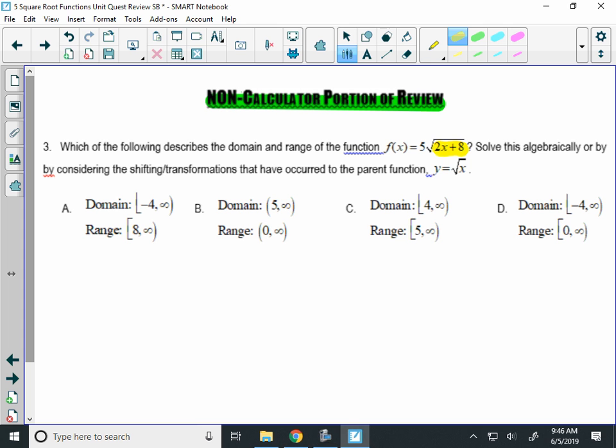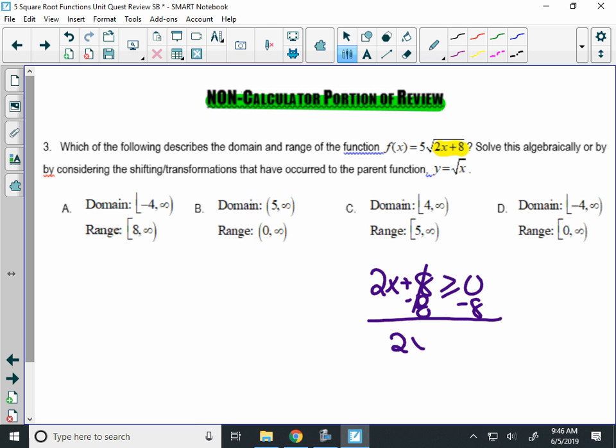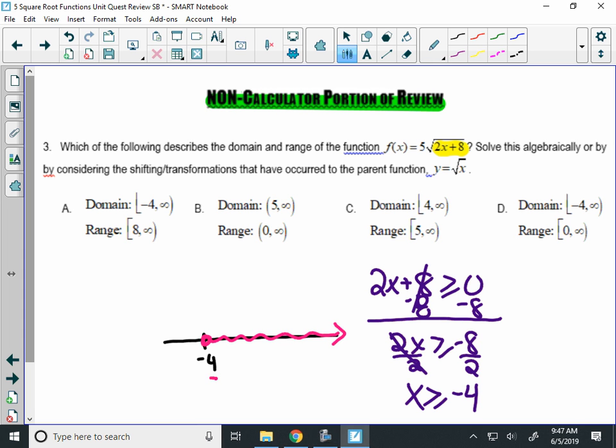Remember, when I find the domain without a calculator, algebraically, I take the radicand, what's under the radical, and set it greater than or equal to 0. Here I'm going to solve for x. I'm going to subtract 8, get 2x greater than or equal to negative 8, and divide by 2. Here it says x is greater than or equal to negative 4. Now I have to match that to one of these choices. I want greater than or equal to, so that means including negative 4 and all the numbers bigger. My interval notation would start at negative 4 and go to infinity.